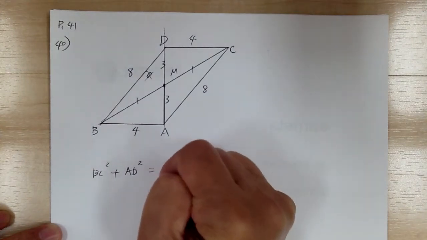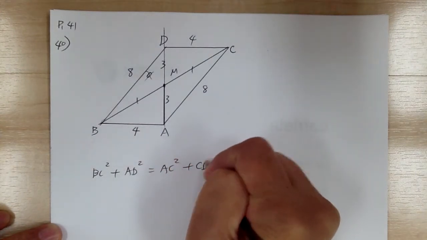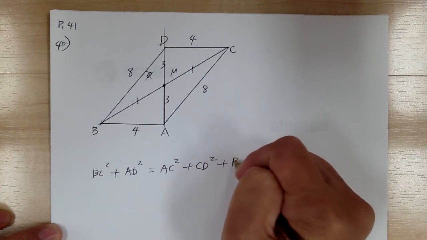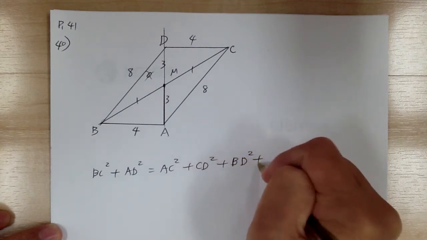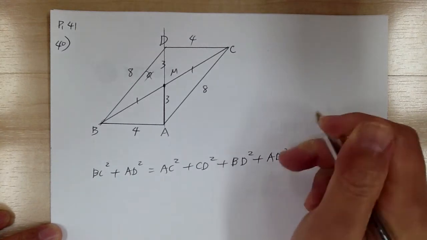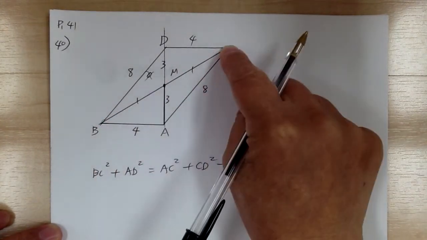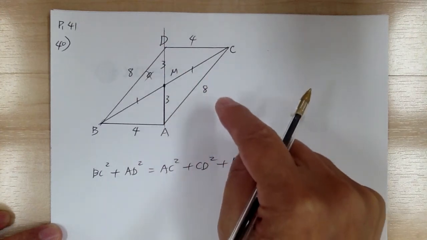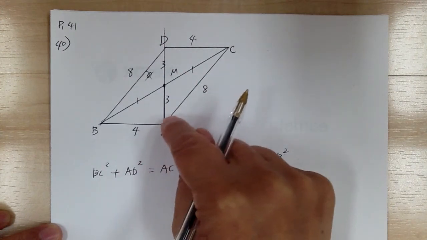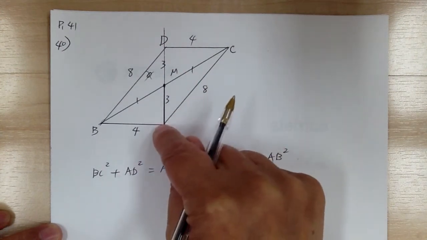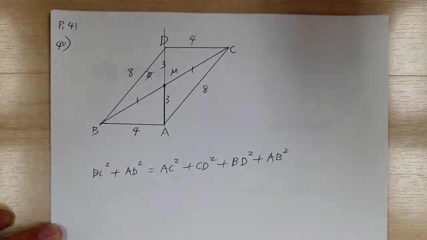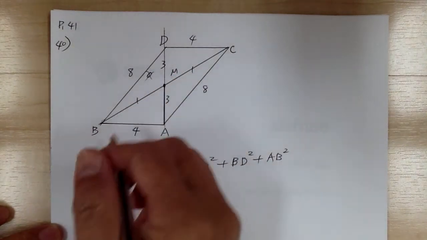will equal the sum of the squares of each side: AC square plus CD square plus BD square plus AB square. So again, this diagonal square plus this diagonal square will equal the sum of the squares of each side. So it would be the square of this plus the square of this plus the square of this plus the square of that. Right. So now we substitute whatever we know.